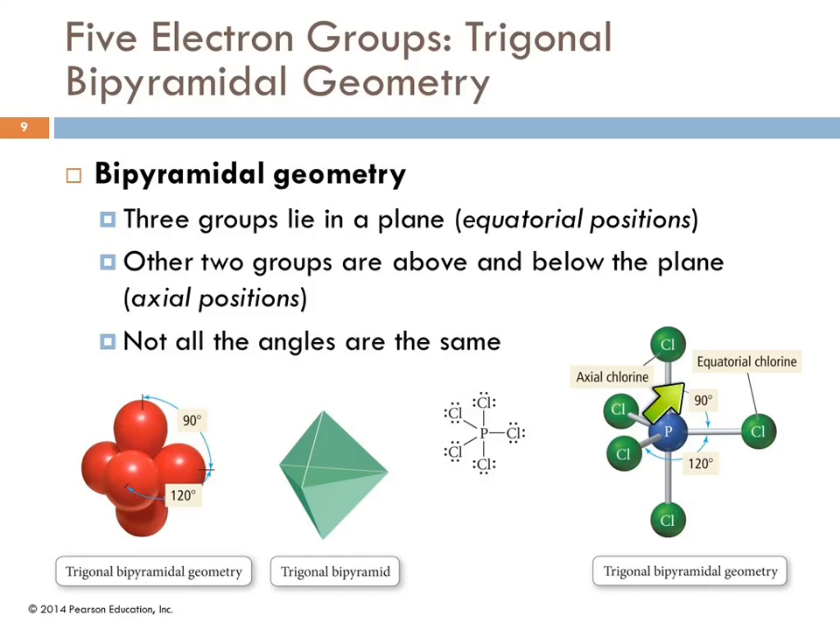So some of these groups have 90 degree angles. The axial with an equatorial, all of these are 90 degrees. But then between the equatorial ones, we've got 120. This is called bipyramidal. Bipyramid. It's a double pyramid.